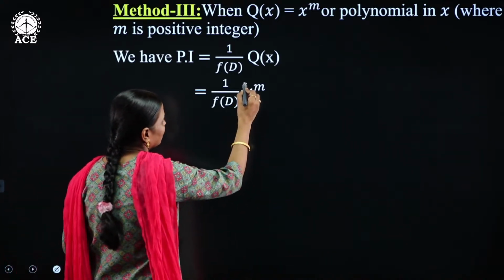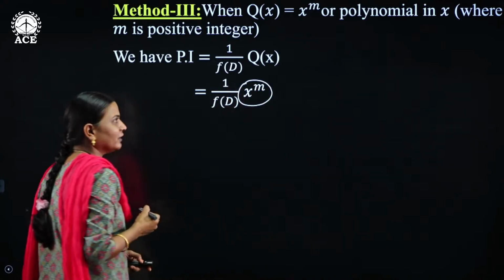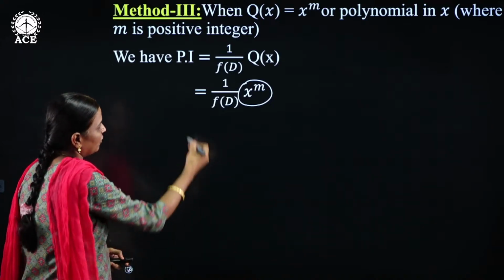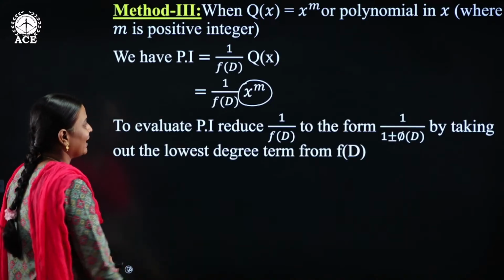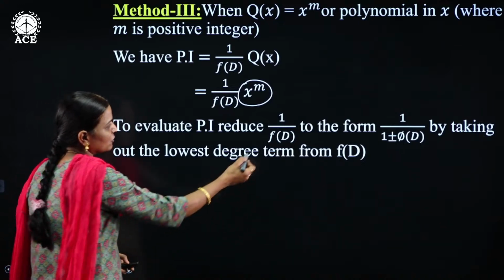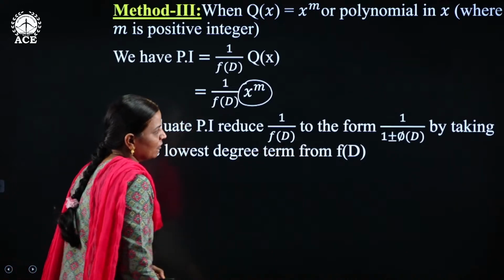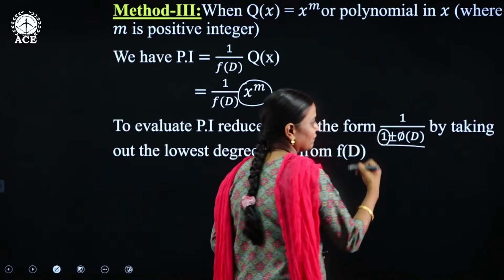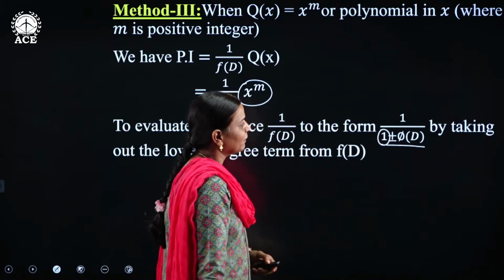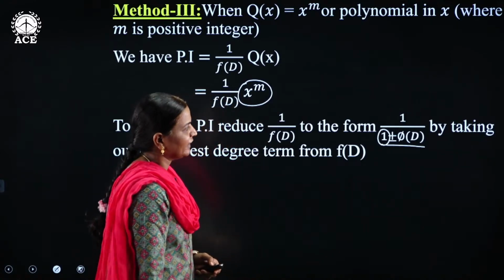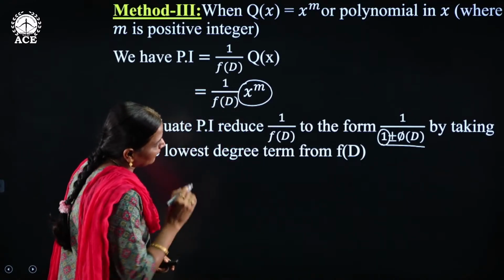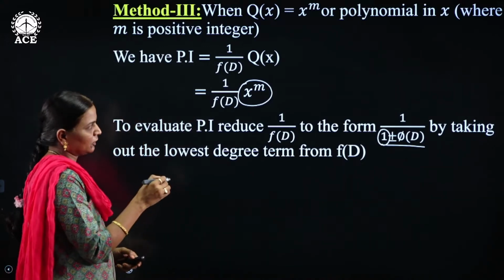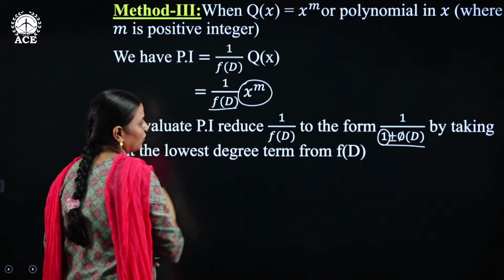When Q of x is equal to x power m, how to write the particular integral? Now here, reduce 1 by f of D. To evaluate the particular integral, reduce 1 by f of D to the form 1 by 1 plus or minus phi of D. Observe clearly, the first term is 1: 1 by 1 plus or minus phi of D. This will come by taking the lowest degree term from f of D.